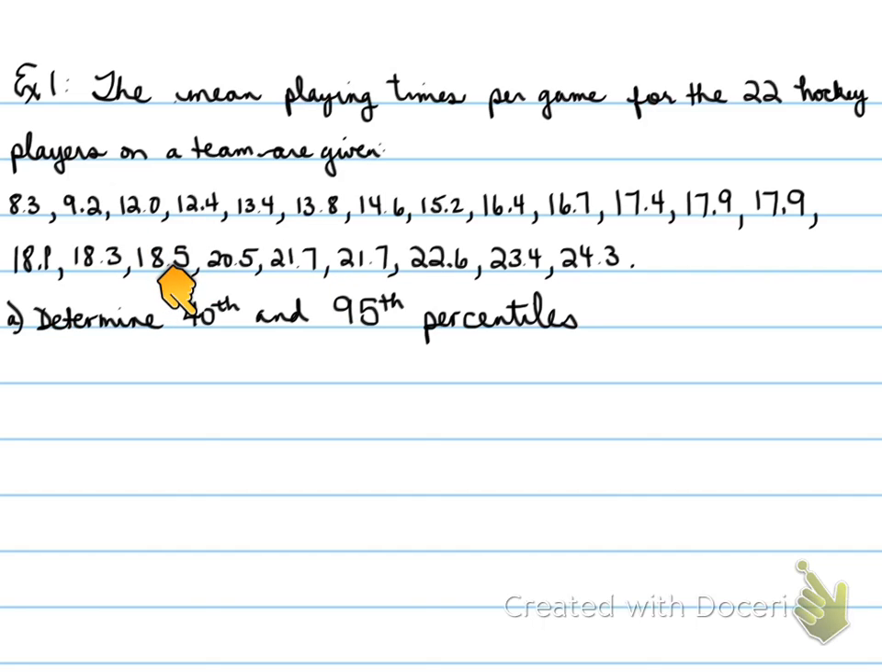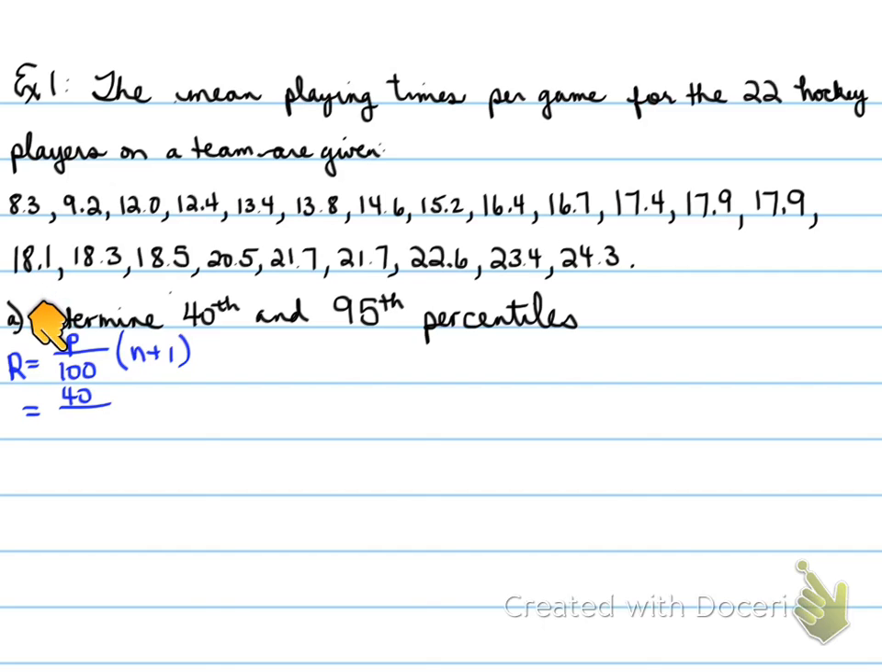40th means the 40th percent rank, whereas 40% of the data will be below it, and 60% of the data will be above it. And 95th percentile is the same idea. 95% of the data is below it, and 5% of the data is above it. So, to do this, we need to look at the formula. R is equal to P over 100 times N plus 1.